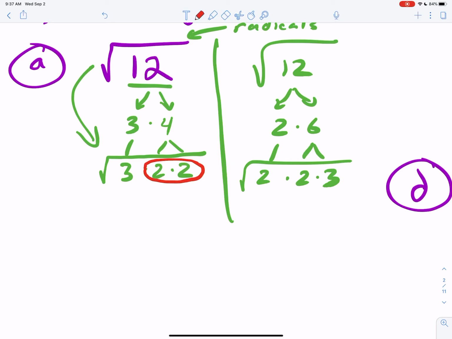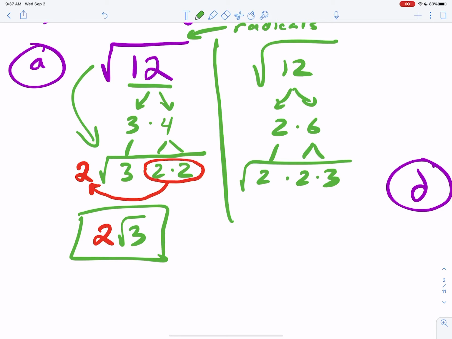But here's what you do. Anytime you have a pair, you take it out. And you tell yourself, what do I have a pair of? I have a pair of 2's. So a 2 goes on the outside. So that's going to be 2. And what's left on the inside? A radical 3. So this is the simplified version of radical 12.